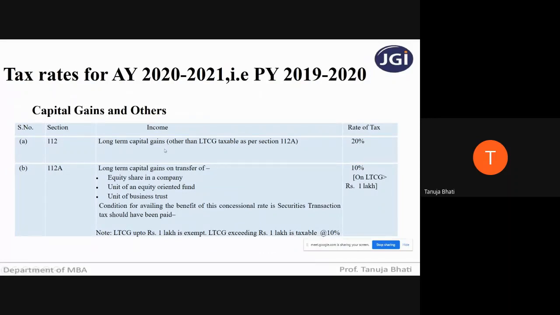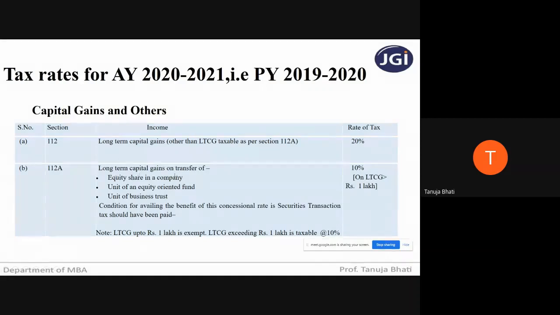If you are earning a long-term capital gain, 20% is the tax that will be chargeable. I'll just take you through this very quickly, because in detail we will see it in that module.